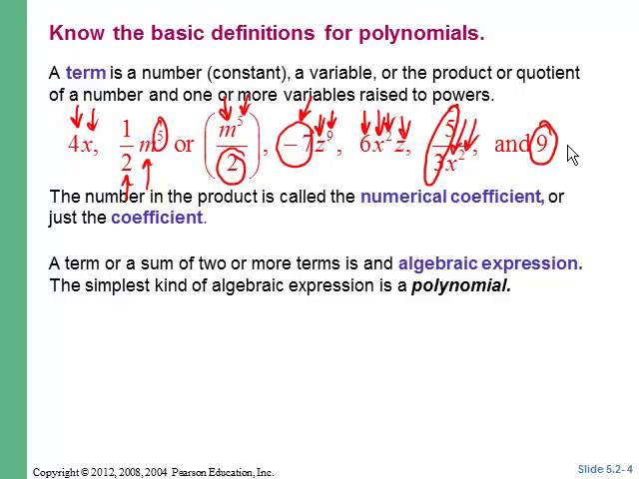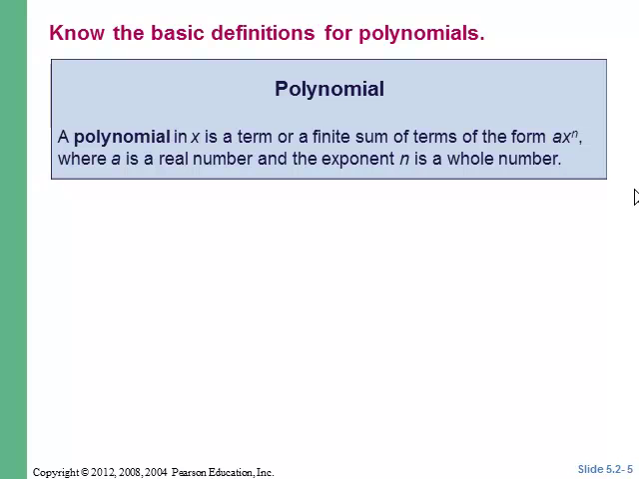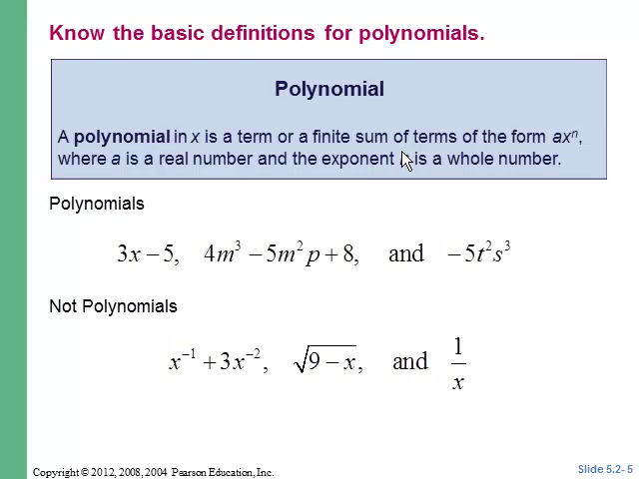The constant is called the numerical coefficient, or just the coefficient. If you have 2 or more of these together, you have a polynomial, many-named thing. Okay, so this is a polynomial of 2 terms. This is a polynomial of 3 terms. This is a polynomial of just 1 term.